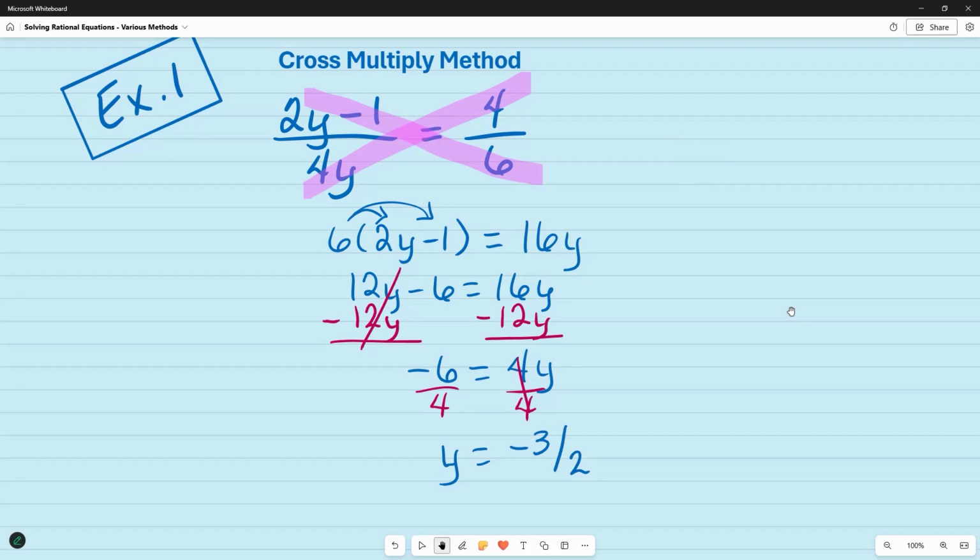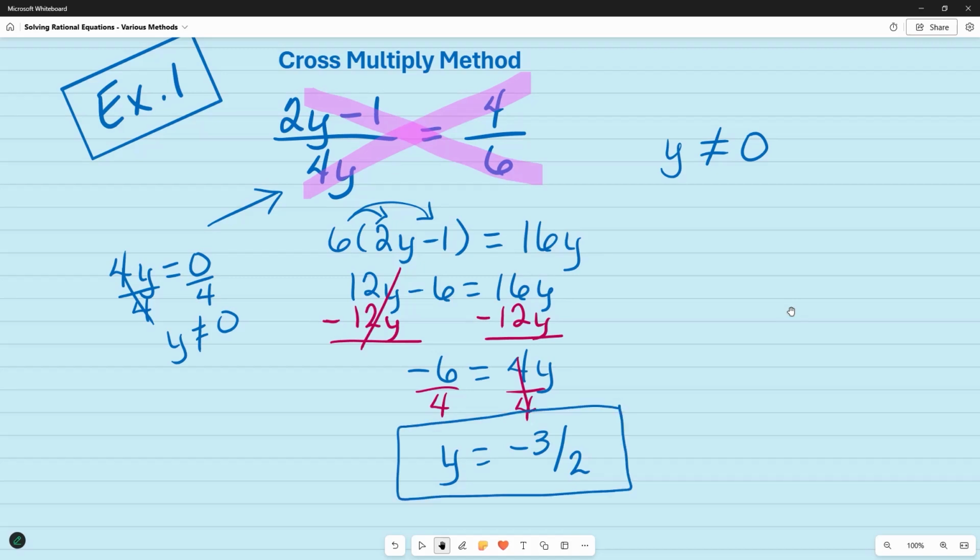So you want to go and check your excluded values, which in this case is y cannot equal 0. I'm looking only at my denominator where there's a variable. I want to set that equal to 0. What does it tell me that y will equal? 0. So therefore, I know that I cannot have a 0 in my denominator. So that is my excluded value. Since this is not 0, I can go ahead and say that negative 3/2 is the answer.